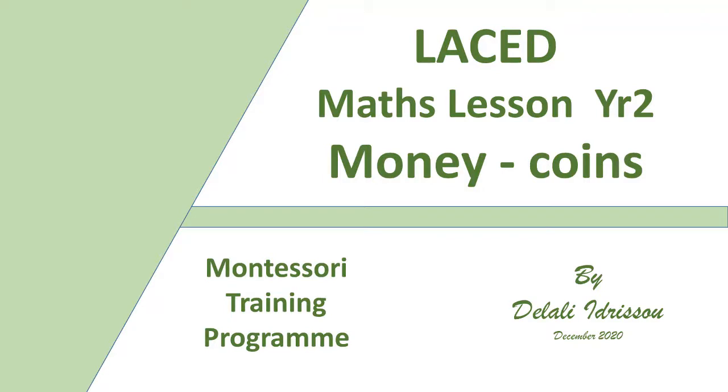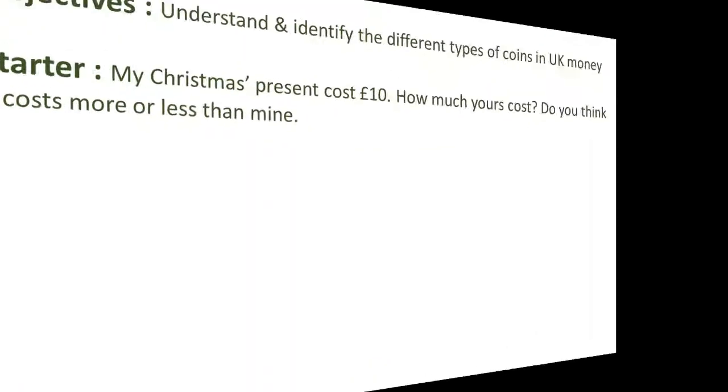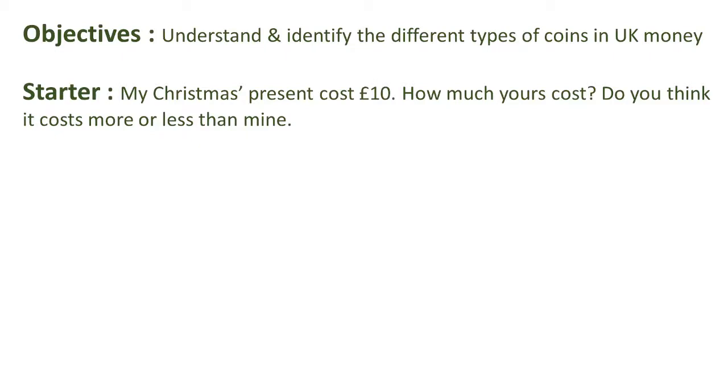Second part of the presentation. Math session. Lesson on money, coins. The objective of the session is to understand and identify the different types of coins in the UK money. As a starter, the child will be told about how much my Christmas present has cost. Then, he will be asked about the price of his present for Christmas. If he doesn't know, he can guess. He will be asked to compare the 2 prices and state which one is the highest.